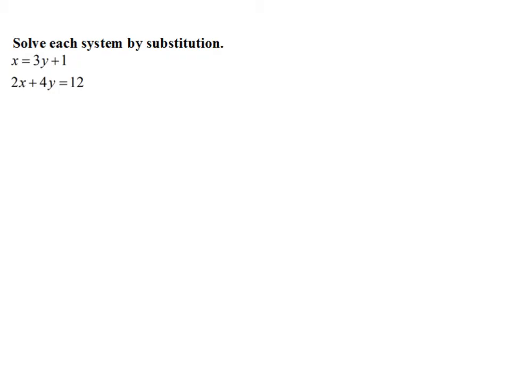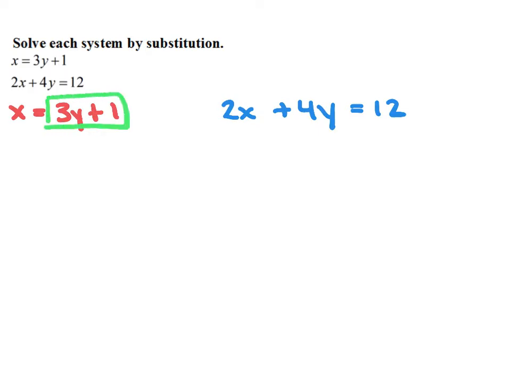In our next example, the equations are x equals 3y plus 1 and 2x plus 4y equals 12. In this example, x is already solved by itself. So I can take that entire expression and substitute it in for our value of x. So it'll be 2 times 3y plus 1 plus 4y equals 12.